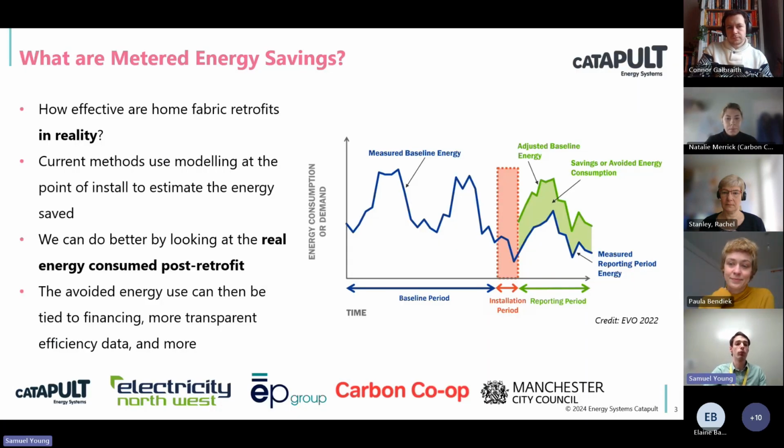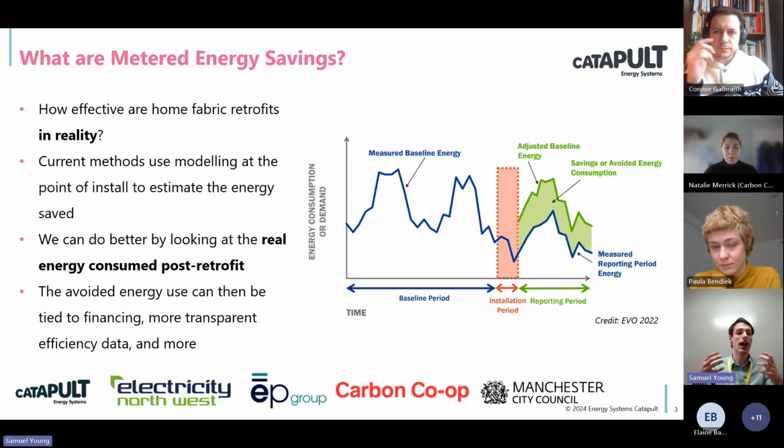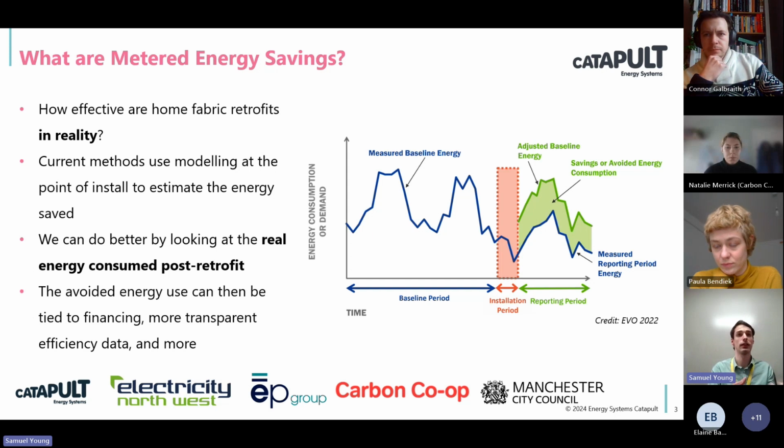So let's kick off. What are metered energy savings? The key question that metered energy savings are trying to address is measuring how effective home fabric retrofits are. Currently, they're assessed using SAP-based modeling tools to estimate how much energy will be saved. But we can do a lot better than that by actually looking at how much energy was consumed pre and post retrofit. That gives us an idea of how effective the energy savings are.